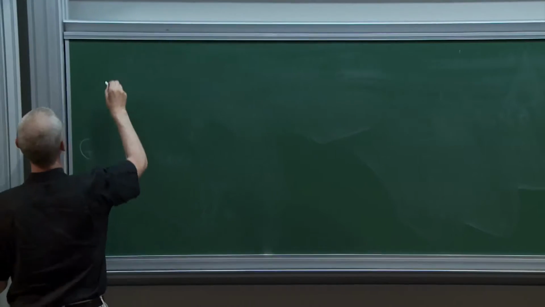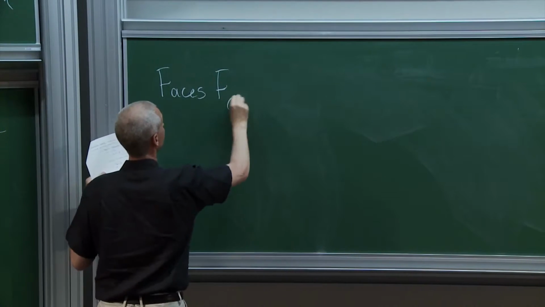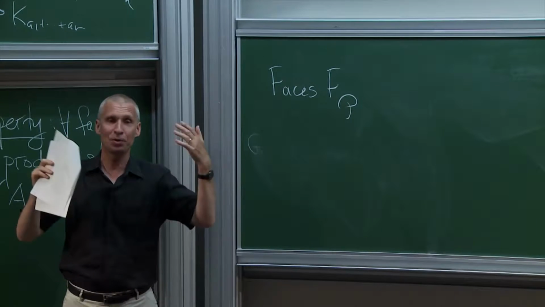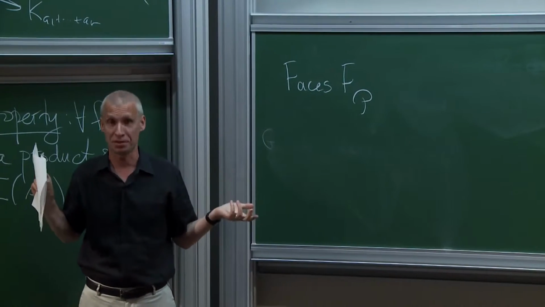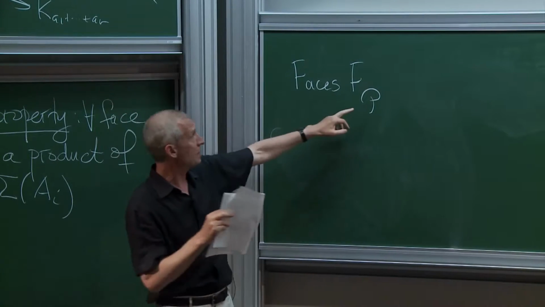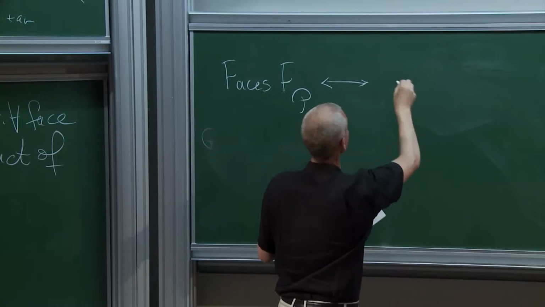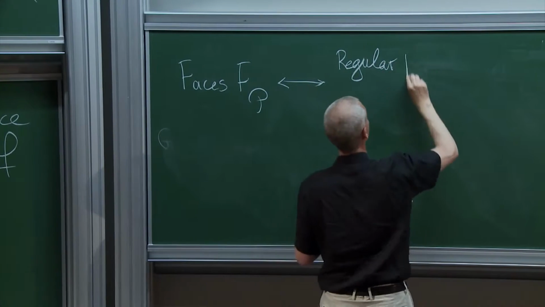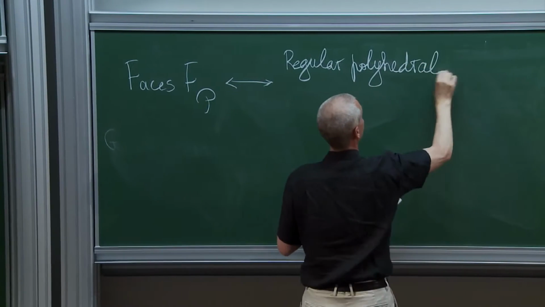So what really happens is that faces correspond to something in between. If vertices correspond to triangulations, then faces correspond to subdivisions, but not necessarily into simplices. So faces correspond to, again, regular in this sense, regular polyhedral subdivisions.